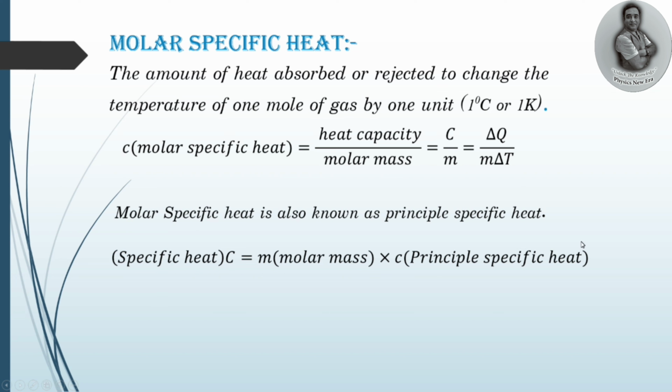This formula we are going to remember for the next session on Mayer's relation. That's why this basic video is made, so as to understand where this formula came from. This is the basic formula that we are going to utilize in Mayer's relation. The general formula is C is equal to m into small c. Similarly, at constant pressure, Cp is equal to molar mass into principal specific heat, and similarly Cv is equal to m into small cv.